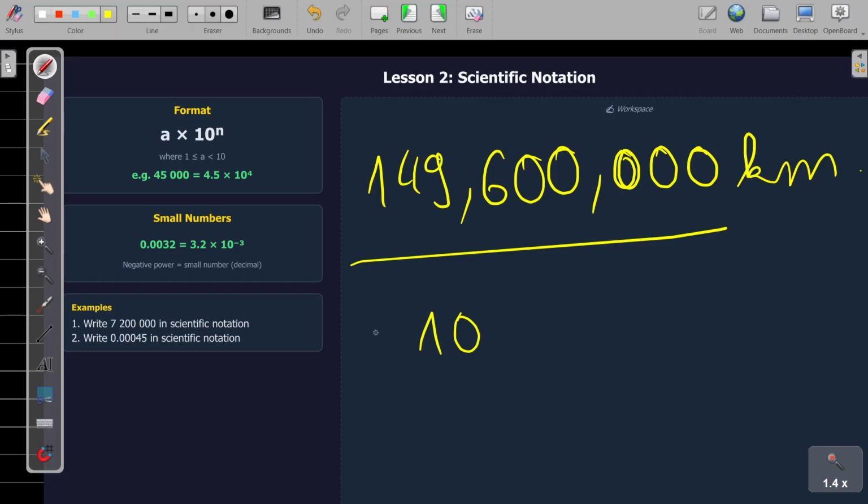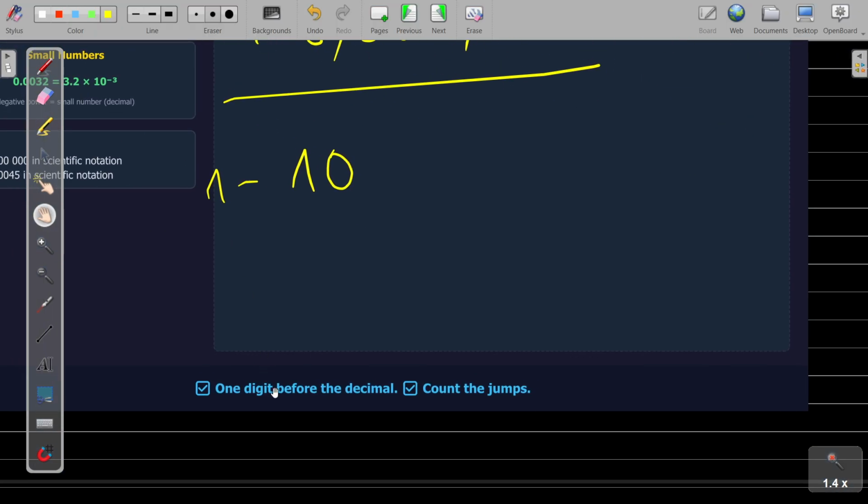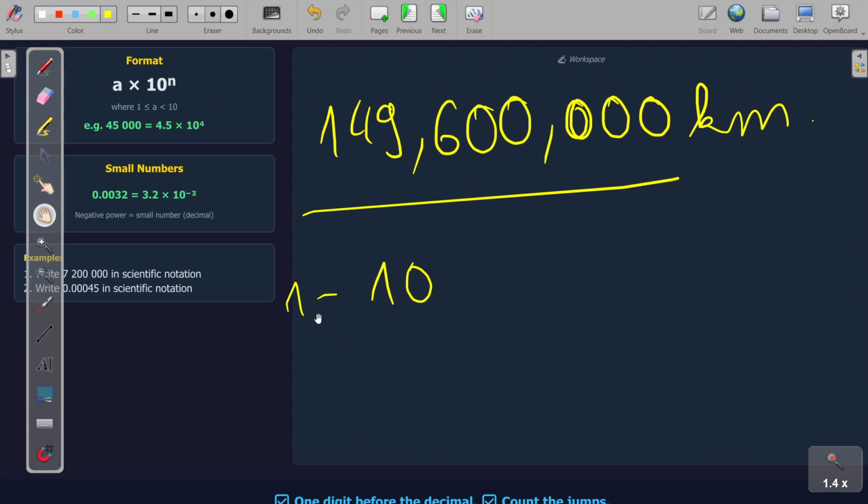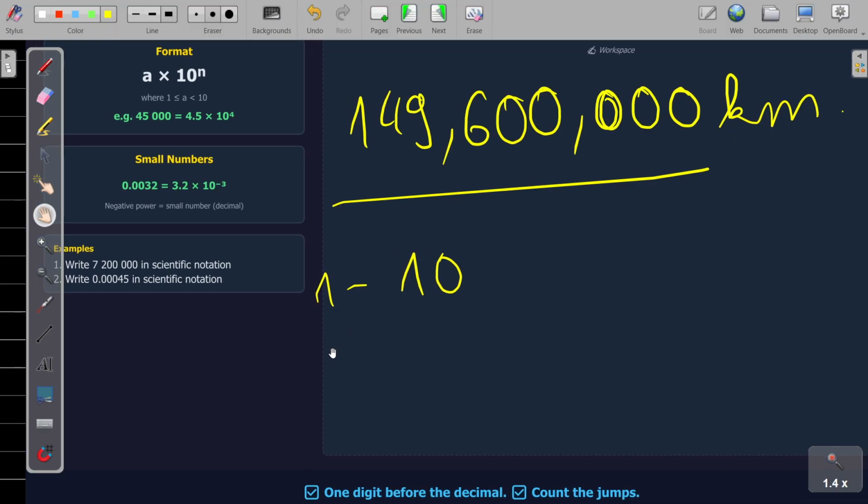Of course, between 1 and 10. So one non-zero digit before the decimal. You want to use the habit of one digit before the decimal itself. This is a strict rule. We have to place a decimal point right after the very first number, which is the 1. So let's write 1.496.